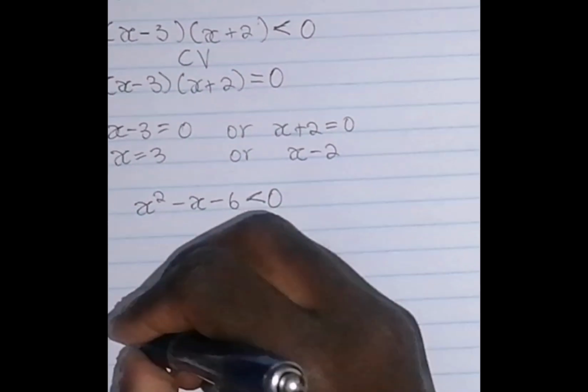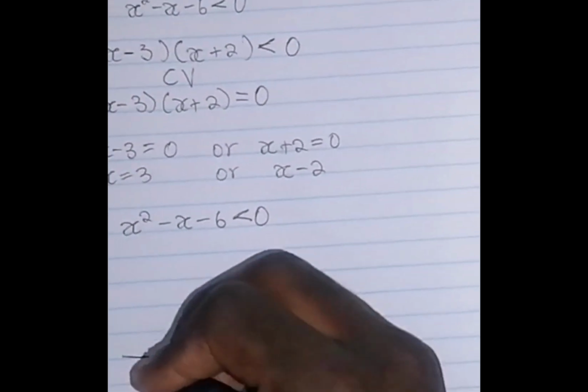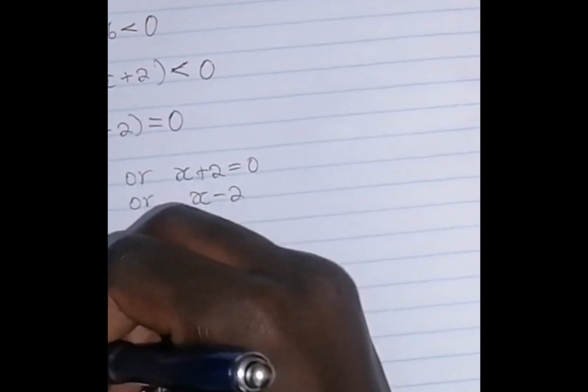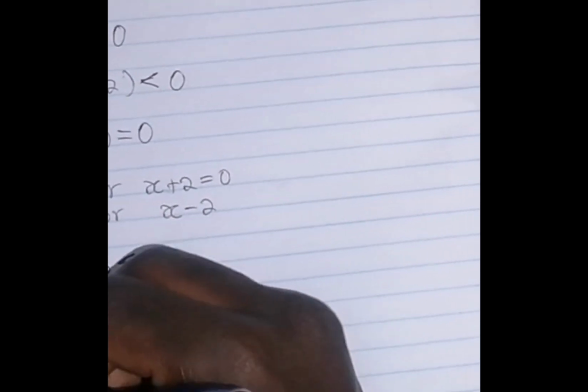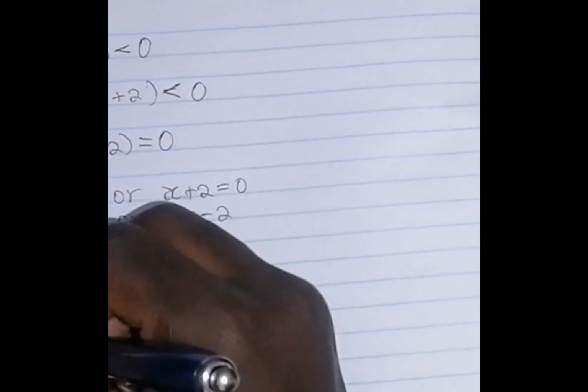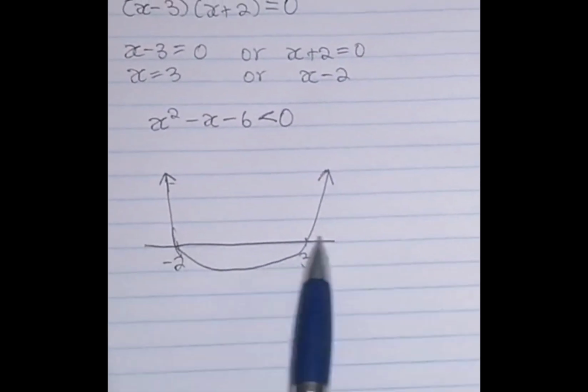So you draw your graph. We know negative 2 comes before 3, so negative 2 will be on the left hand side and positive 3 will be on the right hand side. Then you draw your graph concave up. Now for all of the values that are greater than negative 2, this graph is negative. As you can see, it falls under this line.